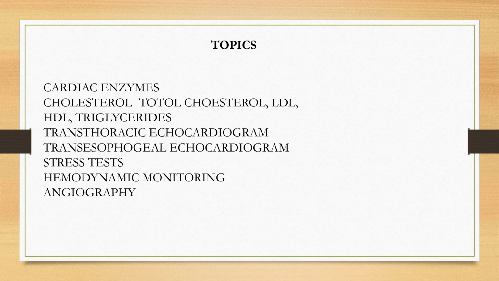So instead of getting them to exercise on the stress test, we can inject them with some kind of a stimulant to get the heart to speed up. So there's medications such as dipyridamole, adenosine, dobutamine. They're going to get the heart rate up. Okay, so it basically mimics an exercise stress test. They just don't have to exercise.